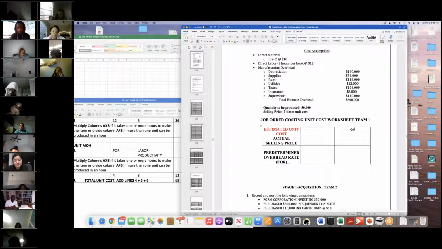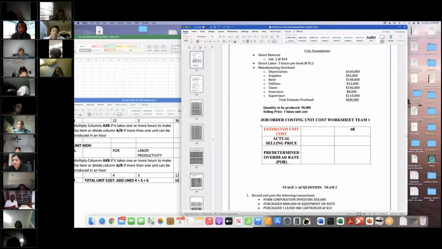Since you know it's not supplies, what are you going to debit? Raw material. Okay, raw materials inventory is going to be debited. And what are we going to credit? Cash.